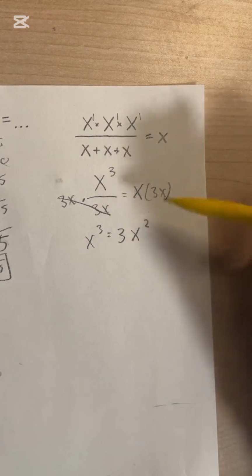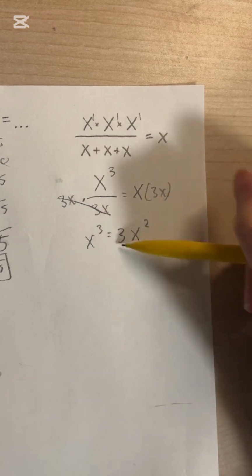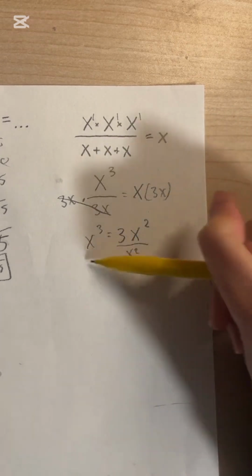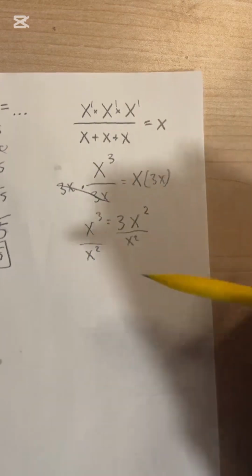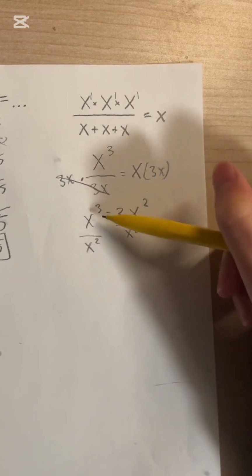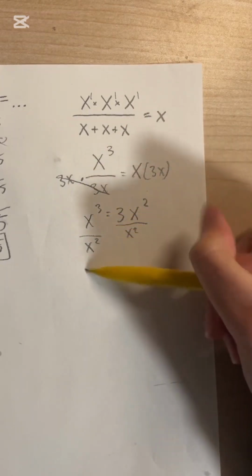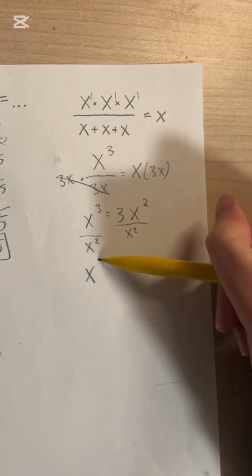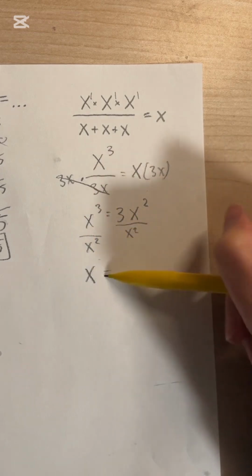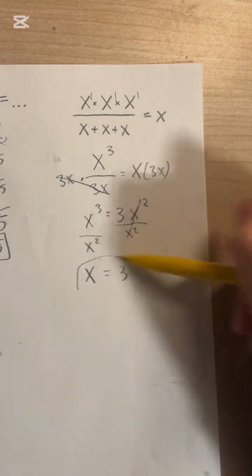And finally, we want to get x alone, so I'm going to move x squared to the other side by dividing x squared on both sides. That's going to give me, whenever you divide powers with the same bases, you keep the base and subtract the exponents. 3 minus 2 is 1, so it's the same thing as x is equal to 3, and that's your answer.